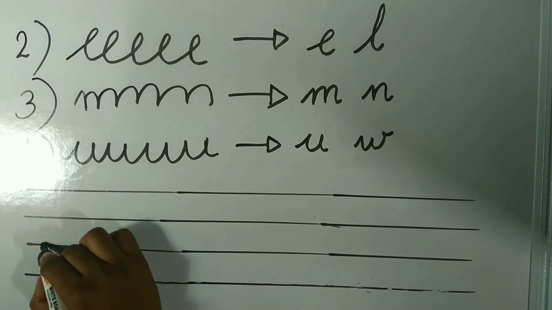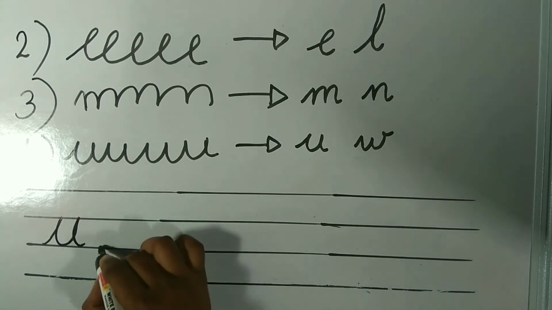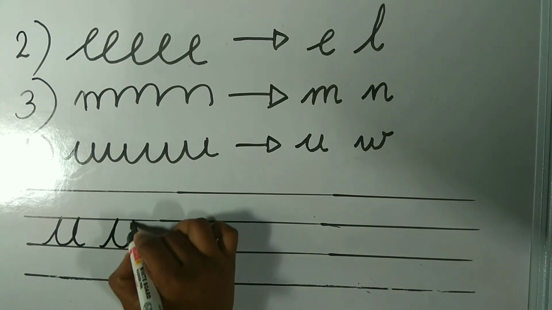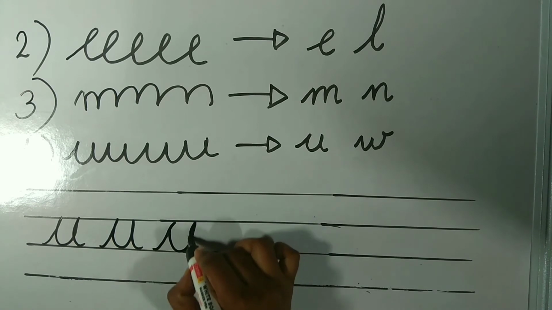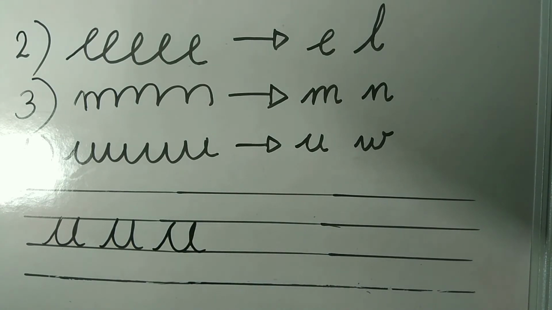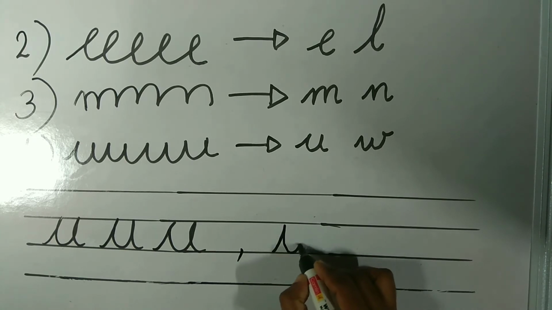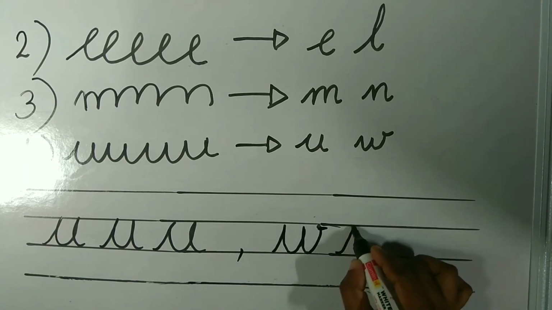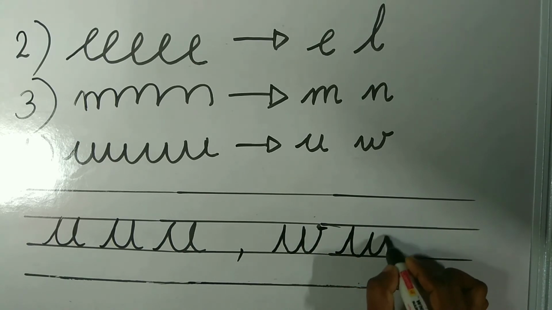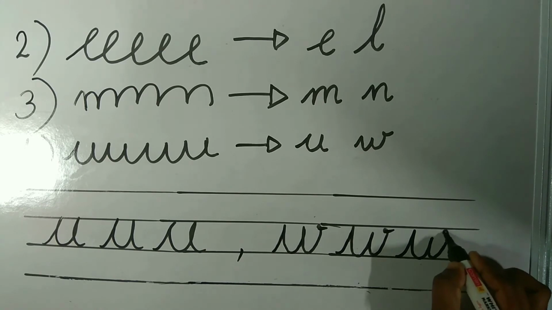2 letters we can make from the last pattern, which are U and W. We need only 1 up curve for U. Then W. Start from the third line, go up, then we need 2 up curves. Once more, start from the third line, go up, we need 2 up curves.